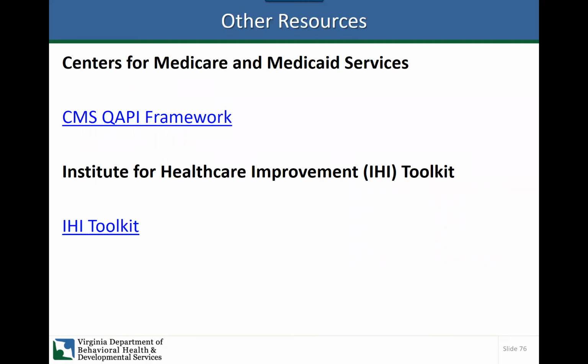On the next slide, I also have the Centers for Medicare and Medicaid Services. They have a quality assurance performance improvement framework and includes some really great resources for how to set goals. There's also the Institute for Healthcare Improvement, IHI, and they have a quality improvement toolkit that's very user-friendly. So there are lots of resources out there. So we encourage you to use those as much as possible.